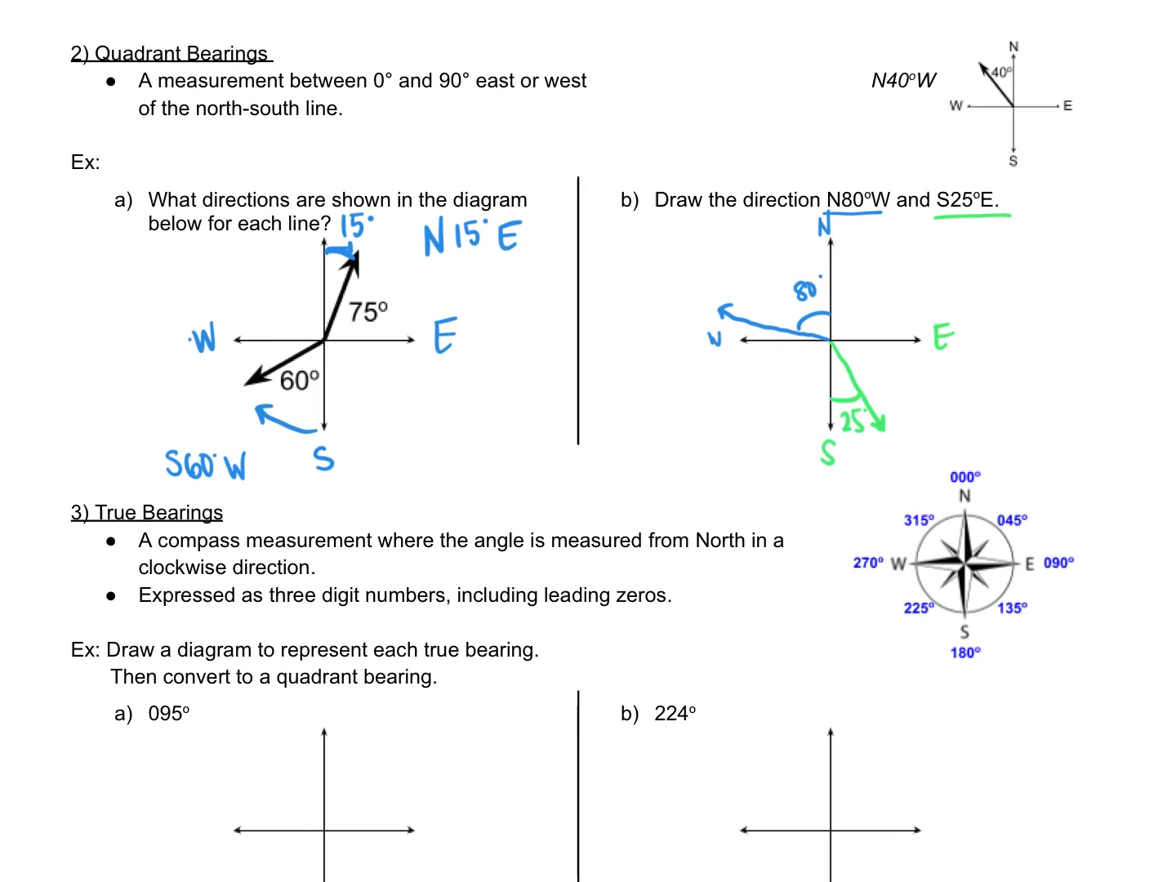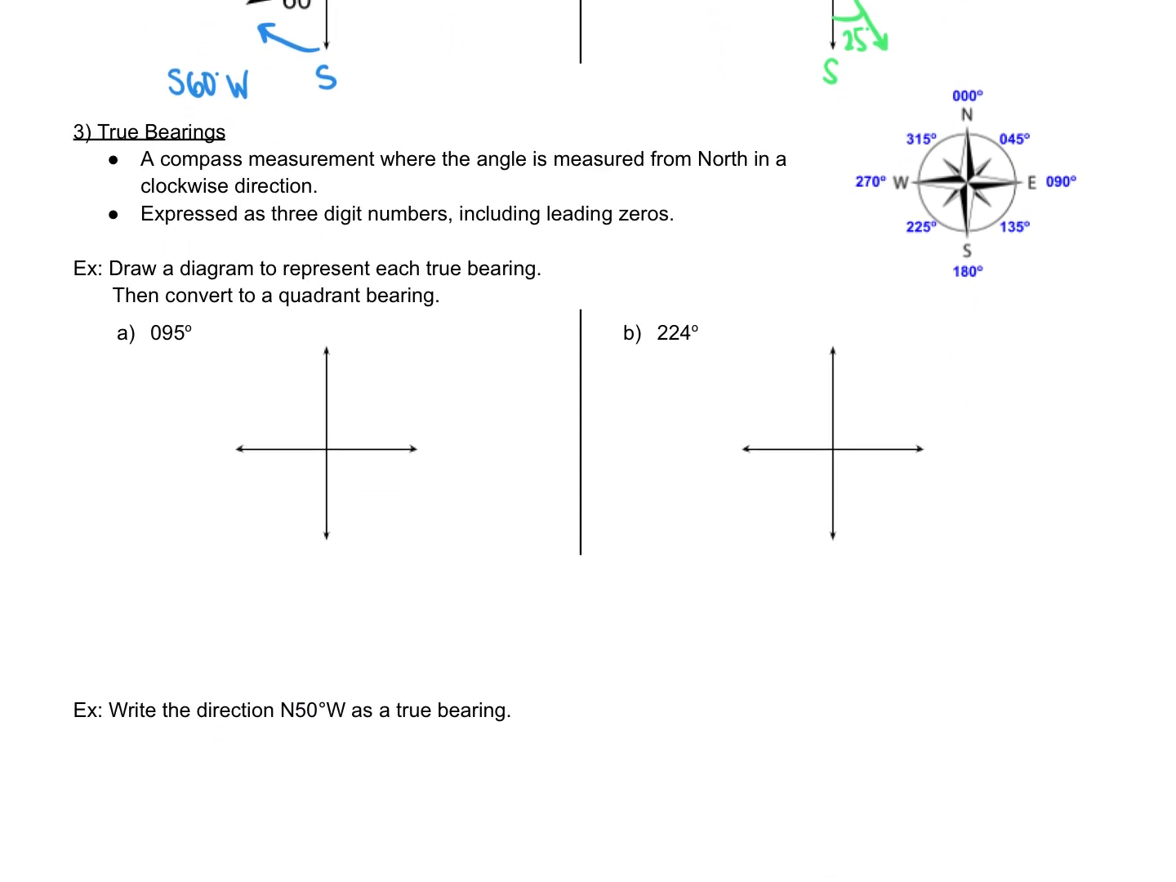Our final notation is the true bearing. With the true bearing, we pretty much redefine our knowledge of the Cartesian grid. What we're going to be using is that north is going to be 0 degrees, and then we just count clockwise. So if north is 0, east will be 90, south will be 180, and west will be 270.